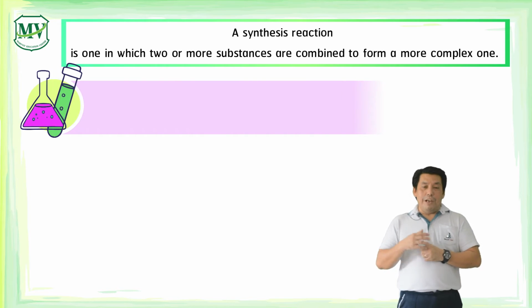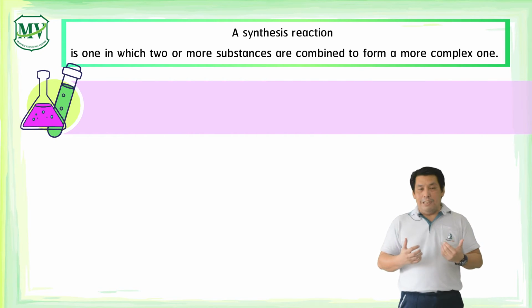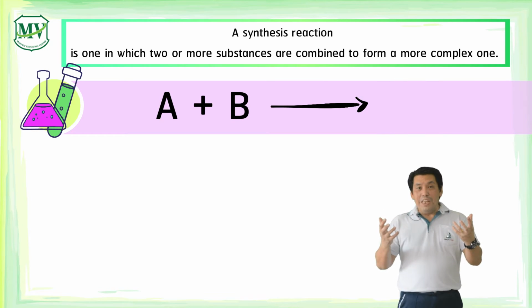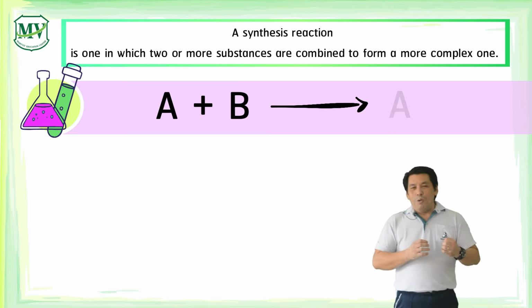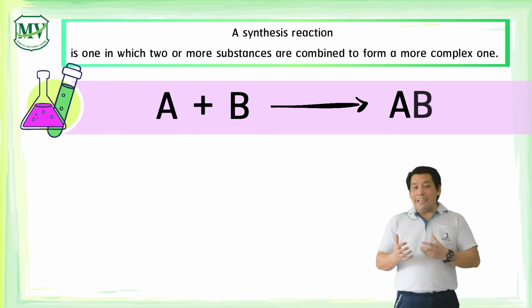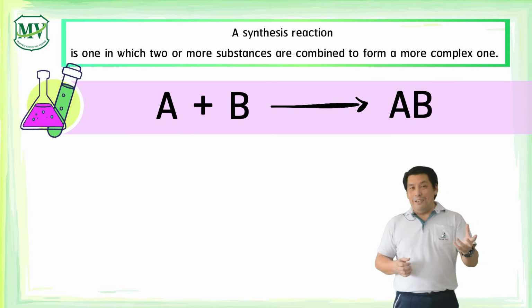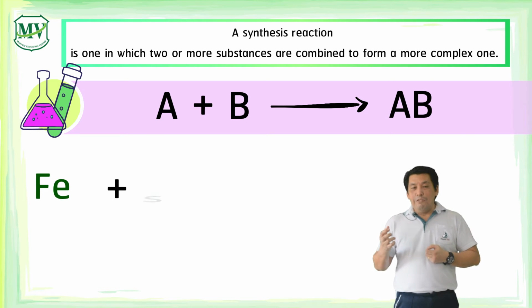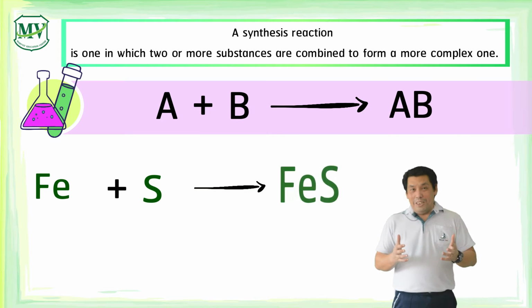The chemical equation for a general form of synthesis reaction is as follows. A plus B will yield AB. One example of a synthesis reaction is the combination of iron, Fe, and sulfur, S, to form iron sulfide. Now let's take a look at the equation.